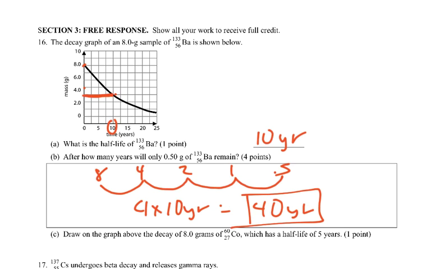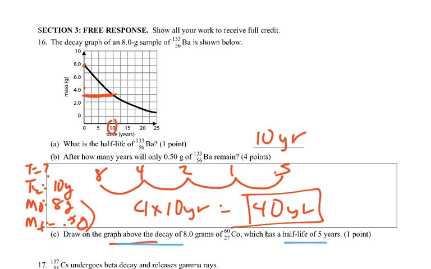Now, officially, what we just did was we said that our time is what we're looking for. The half-life, that was 10 years. The original mass was 8 grams from the problem before. And the final mass, the mass at time t, is 0.5 grams. Since we knew those two numbers, we drew our picture and figured it out from there. Okay, draw on the graph above the decay of 8 grams, which has a half-life of 5 years. So if we start from 8, at 5 years, we're going to go down to half that much.